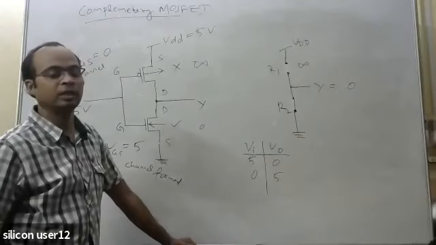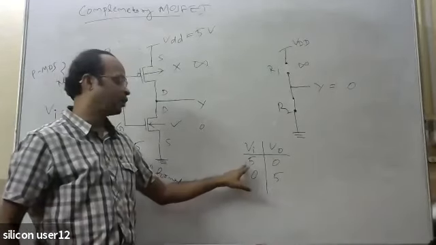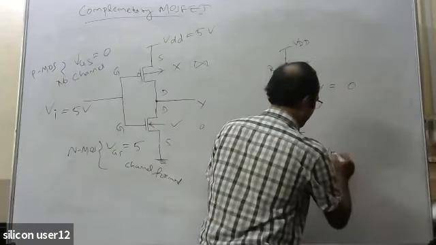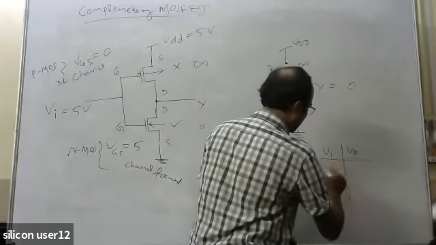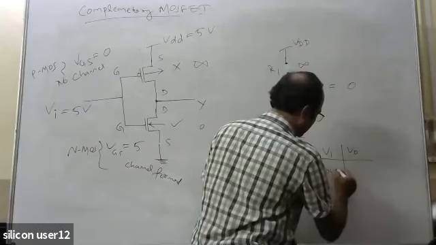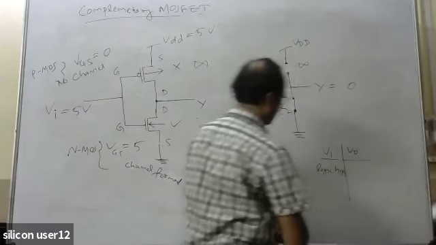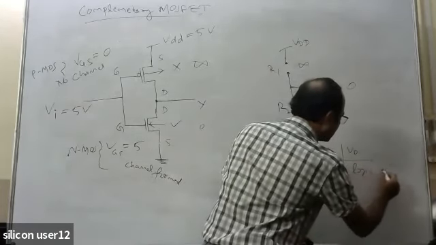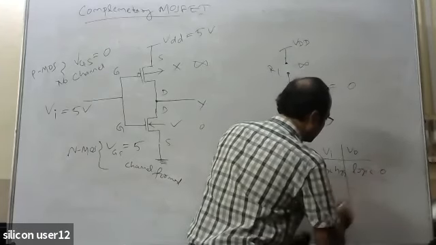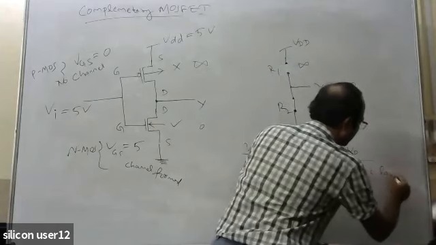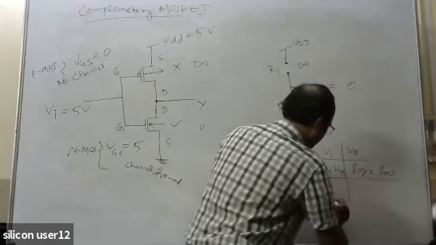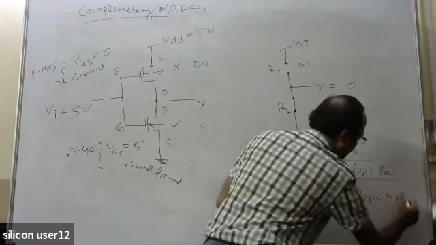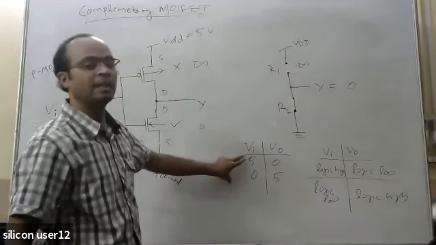So when you talk about the study of digital circuits, a higher voltage means logic 1, lower voltage means logic 0. So that means when I'm applying logic high in the input, I'm getting output as logic low, and when I'm applying logic low, I'm getting logic high. That means it is inverting the input.